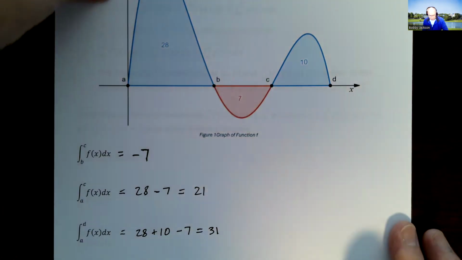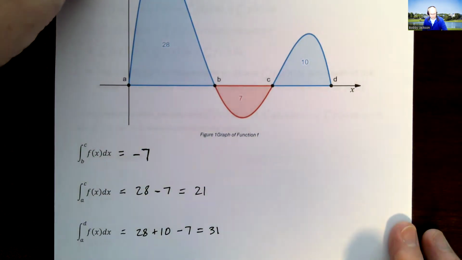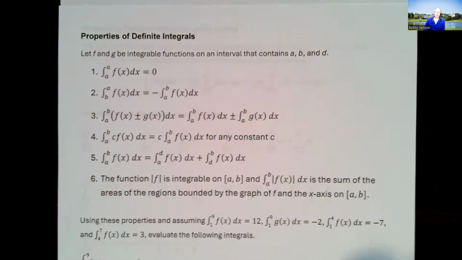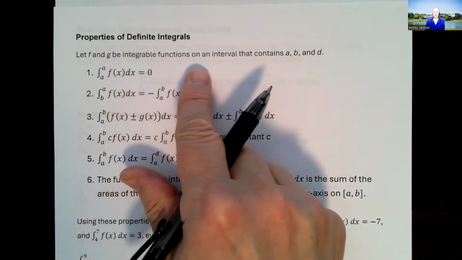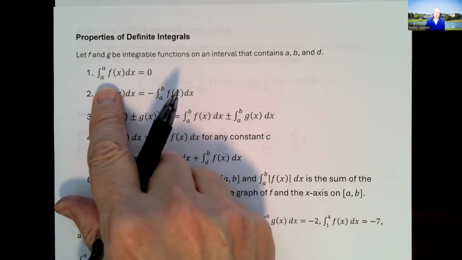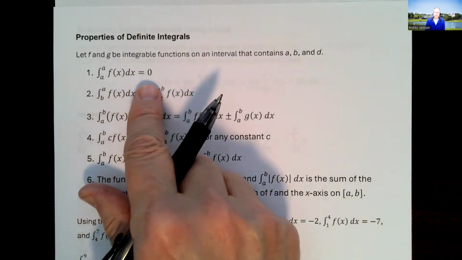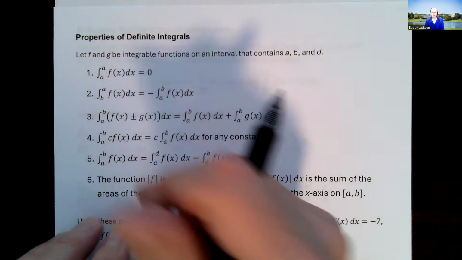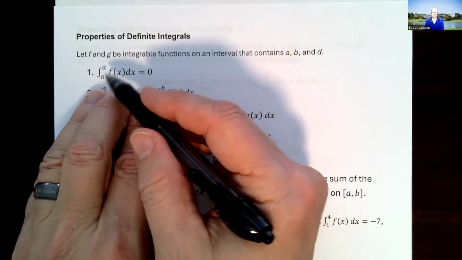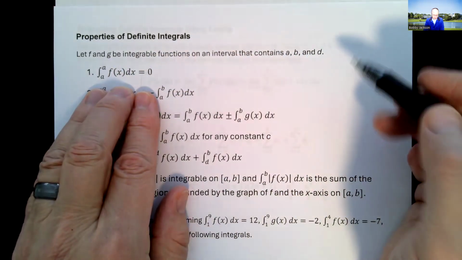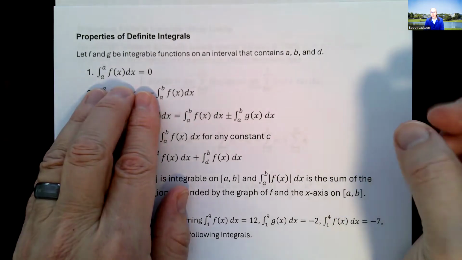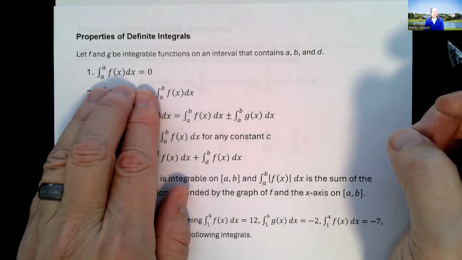Now we have some properties of definite integrals. Let f and g be integrable functions on an interval that contains a, b, and d. And let's find the integral from a to a. Well, the answer is it's going to be 0, regardless of what the function is. That makes sense because the net area in that case is going to be 0. If your upper and lower limits are the same, the area under the curve is simply a line, which has no width, no breadth, no area. Okay, so for any function, that's always true.